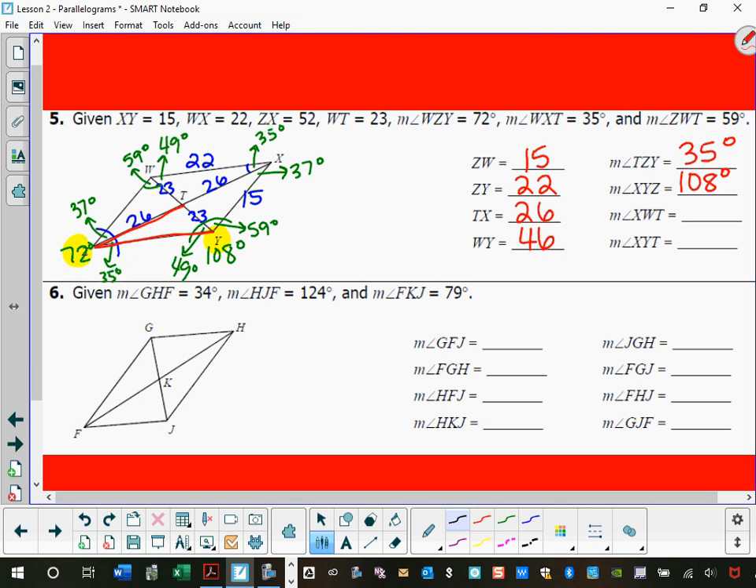XWT, yep, is 49 degrees. And the measure of XYT, that's 59 degrees. I know it looks clustered, but filling out this picture step by step will really help you manage. Once you're done copying that, let's go ahead and turn to the back.